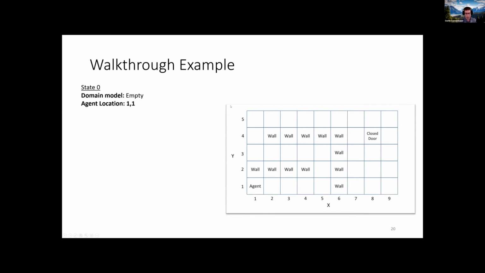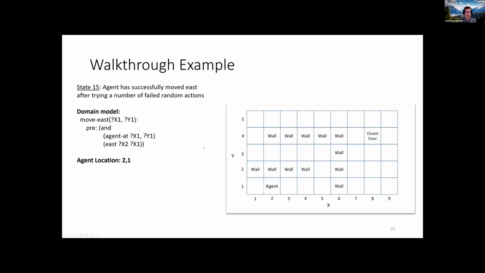So basically the agent will start here, and it'll try a bunch of random actions because it has no action model. And let's say after 15, one of the random actions is the move east action, which works.